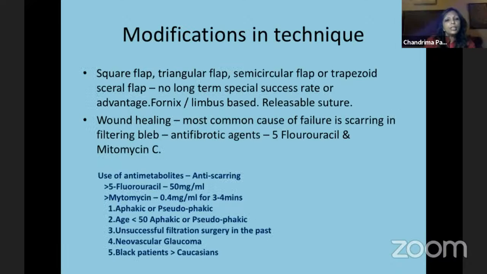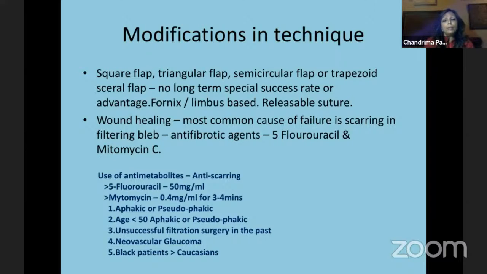So the modifications in technique have come with the scleral flap: the square flap, the triangular flap, the semicircular flap, the trapezoid flap. A lot of these have changed over the years, the fornix-based, the limbus-based, the releasable sutures. But in the long run, I feel it's that which works best in your hands that you should stick to. Wound healing: the most common cause of failure is scarring in the filtering bleb. So we use antifibrotic agents, like I told you.